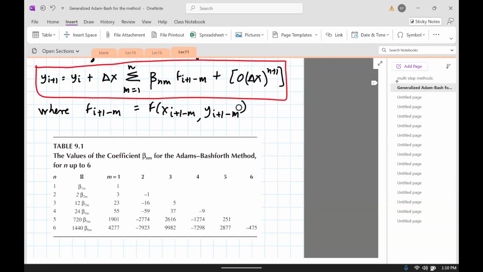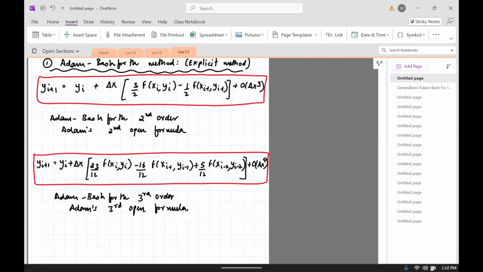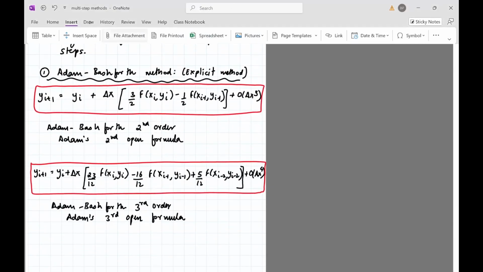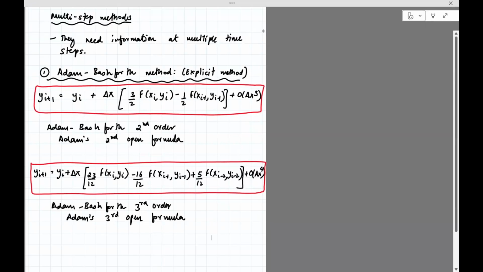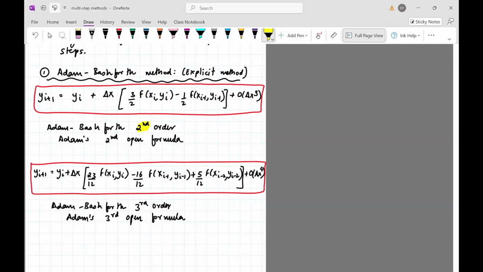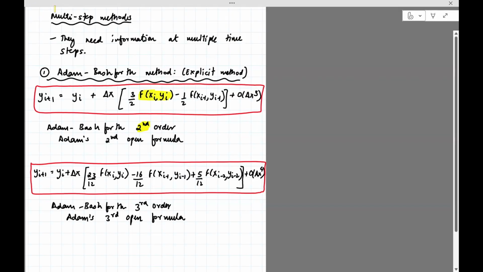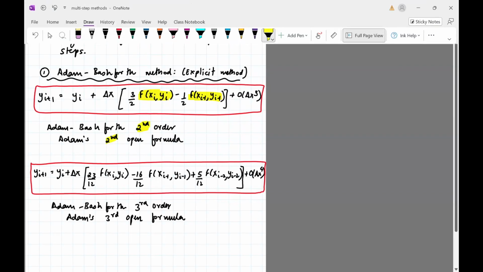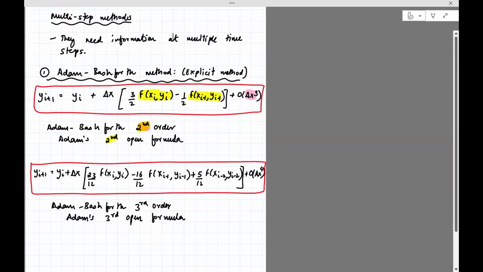So this table you'll get once I post this, but let's go back a little bit and see what this is. So as I said, this is a multi-step method. Now, in a multi-step method, you use not only information at the current time step, but you also use them in the previous time step or the future time step. So this one is known as the second order formula for a very specific reason. You use two values of f. You use the value at xi and the value at xi minus 1. So that's why it's called second open formula, and it's called second order because the truncation error is delta x cubed.